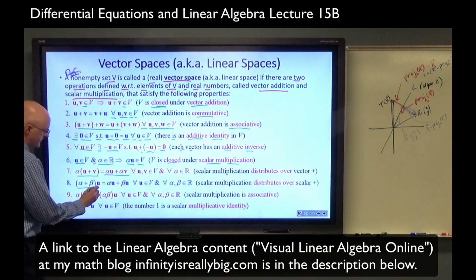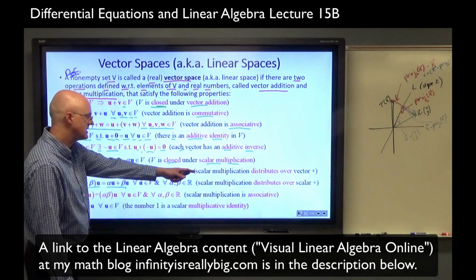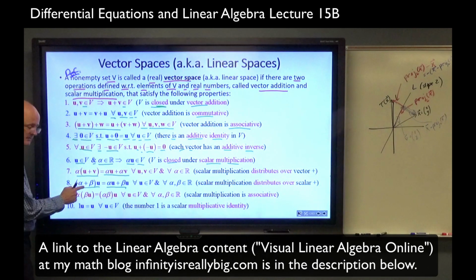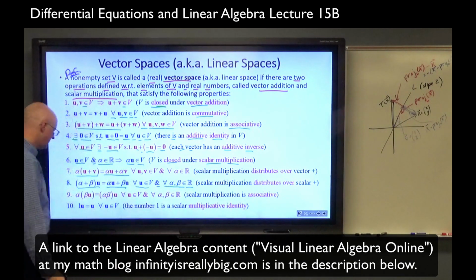There's a second distributive property that looks like this. I described that as scalar multiplication distributes over scalar addition. Here I'm adding vectors, here I'm adding scalars. The alpha is the same up here. The U and V could be different. The U is the same down here. The alpha and the beta could be different. Again, for all U and V and all alpha and beta in R.